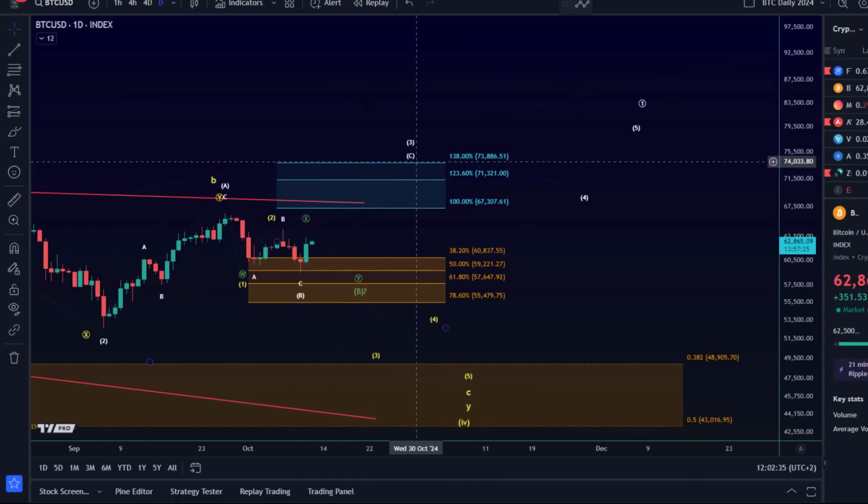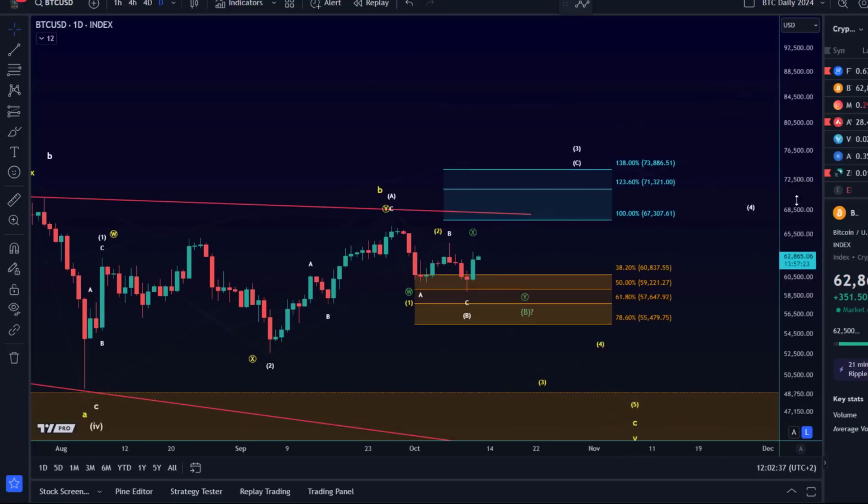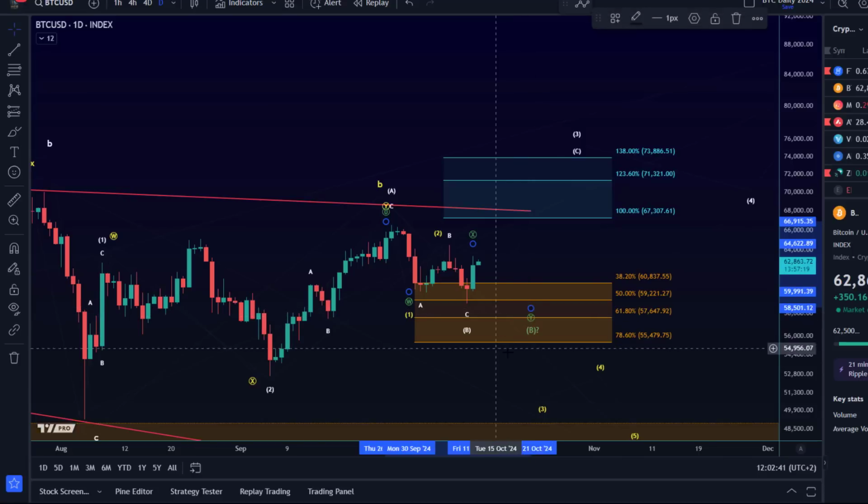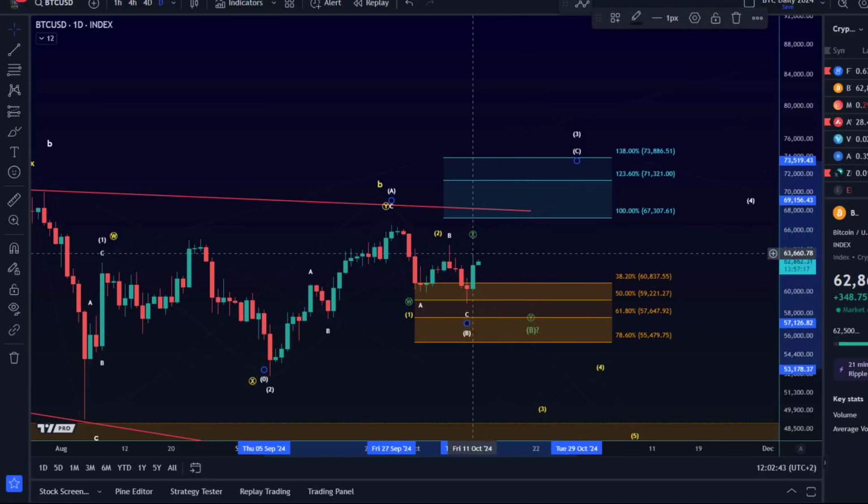For me, that green scenario and the white count, they are pretty much the same. Just note that in the green count, this B wave never finished. We're simply just getting another dip. But it's the same overall scenario. You could say it's just a different variation of it. So 55,480 remains the key support on the daily chart here.